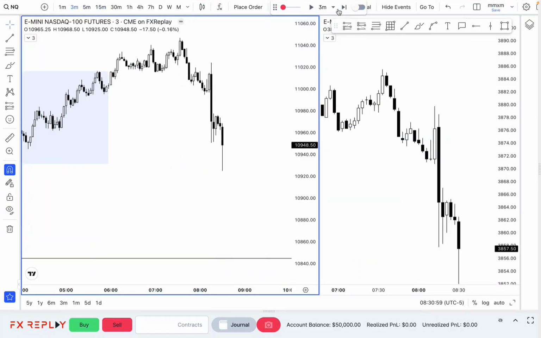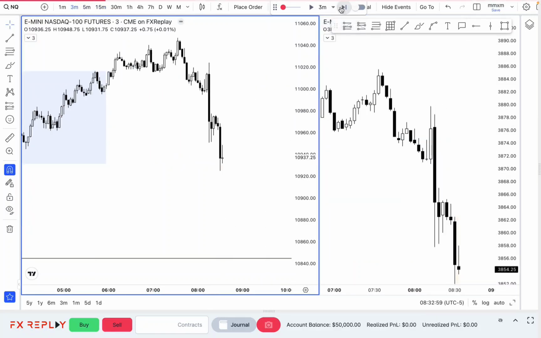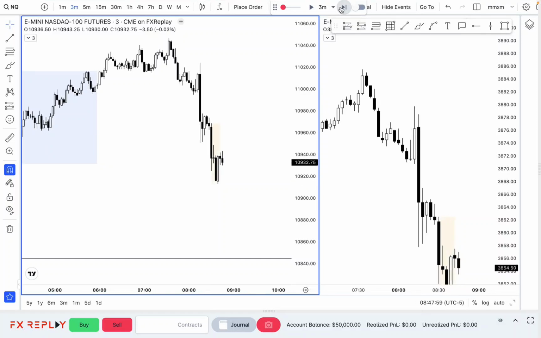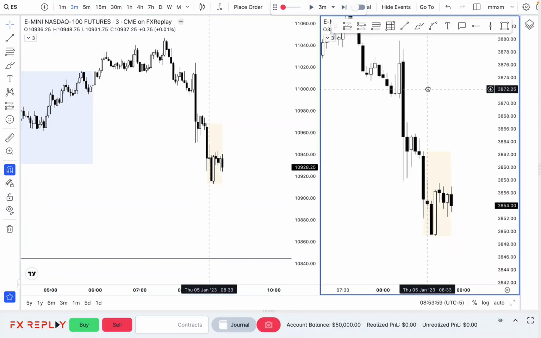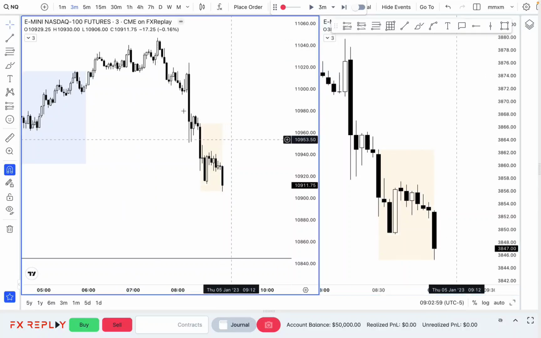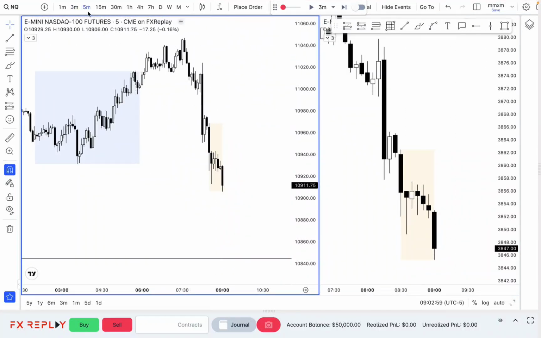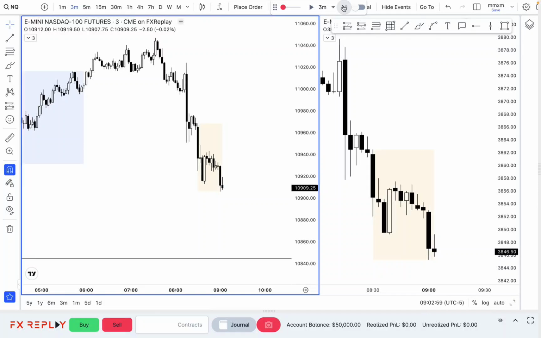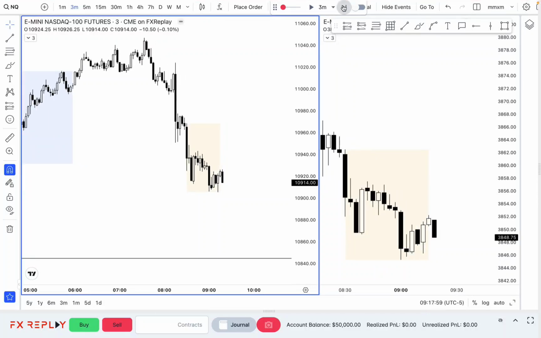I'm not really gonna enter anything right here probably. We'll see if we can get an opposing candle or something. Is that 9:30? That's 9 o'clock. Yeah, it might just run without us, but that is what it is.